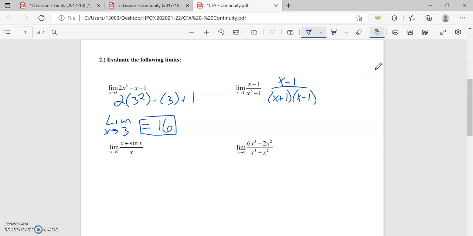The goal is to factor it and see if we can cancel. Hey, look, we have a factor in the top that cancels a factor in the bottom. Then let's try and plug in 1. Now this looks like 1 over x plus 1, so we get 1 over 1 plus 1. So our limit as x approaches 1 equals 1 over 2. Okay, so it worked. Thank goodness.